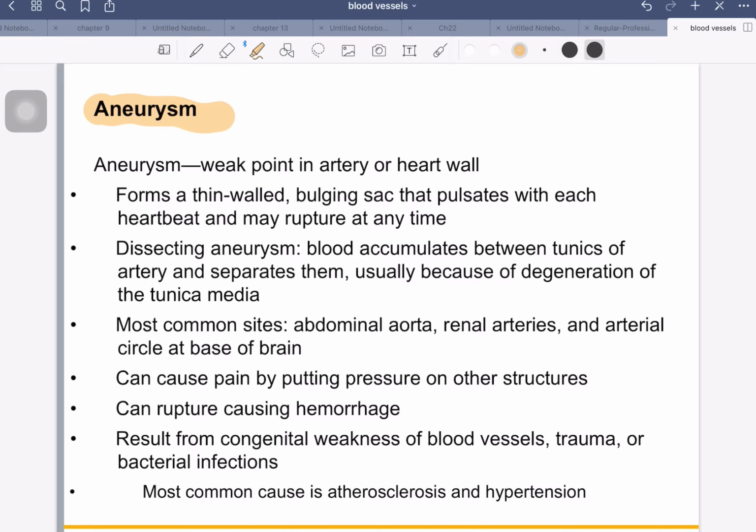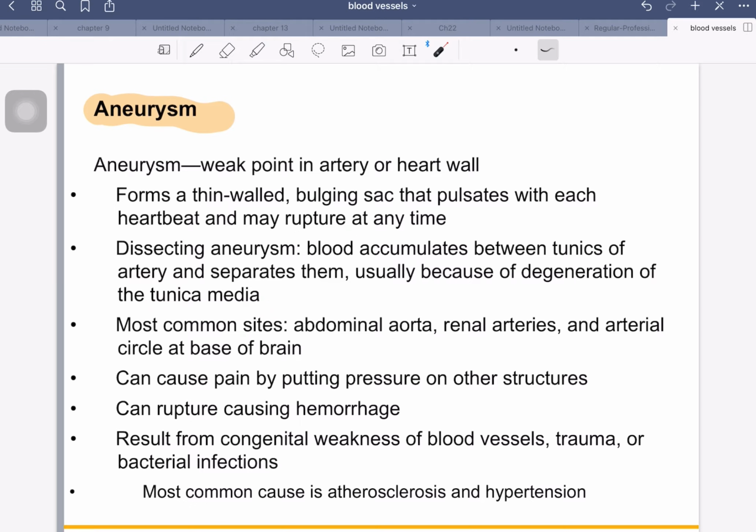The term dissecting aneurysm means the blood accumulates between the tunics. Remember, arteries have layers, 3 different layers. So the blood will accumulate between the tunics of the artery, and it starts to separate them. It starts to basically get in there and wedge the layers apart, and that's why it's called, not surprisingly, a dissecting aneurysm. Usually we see this especially with the tunica media.